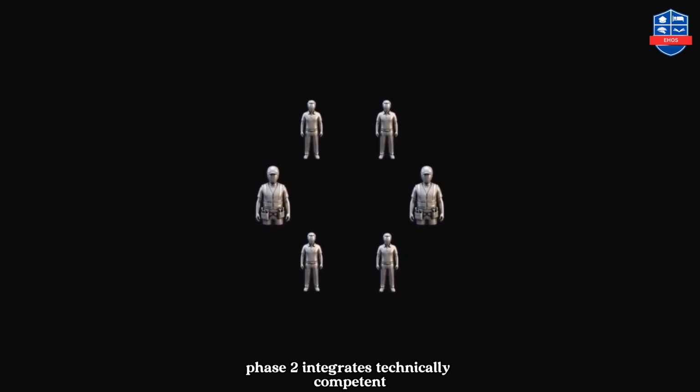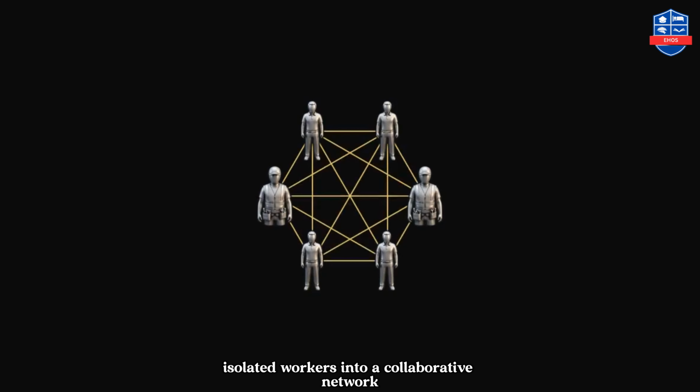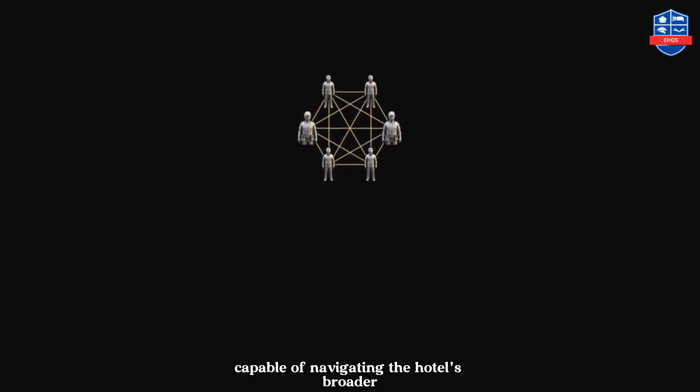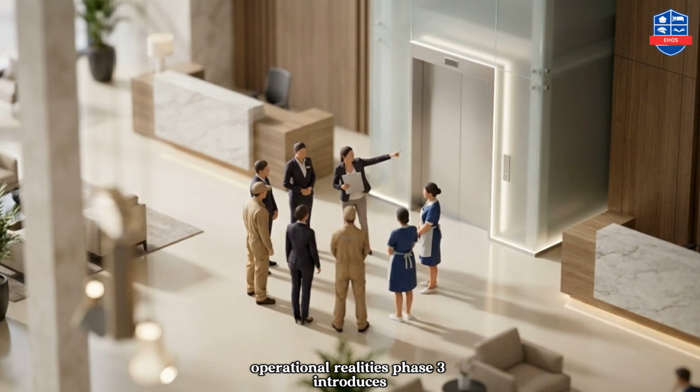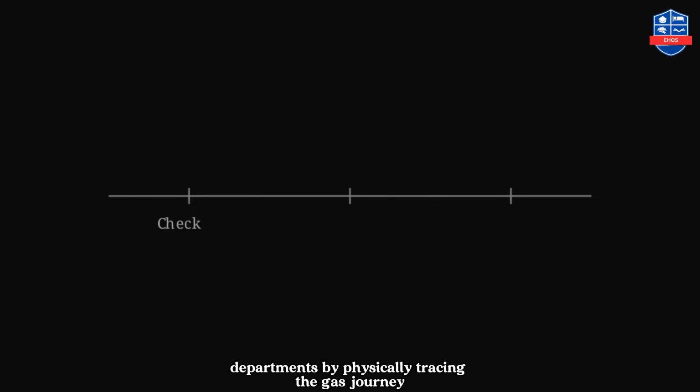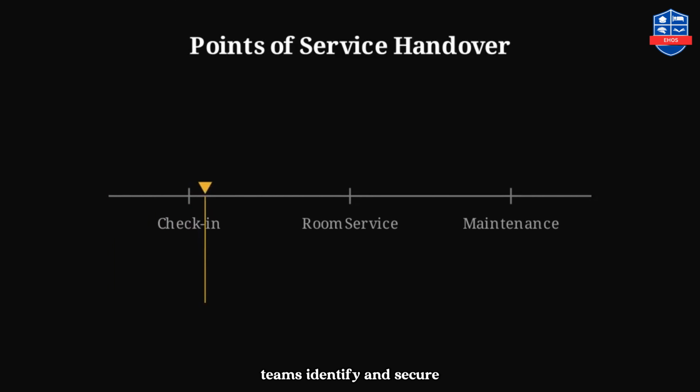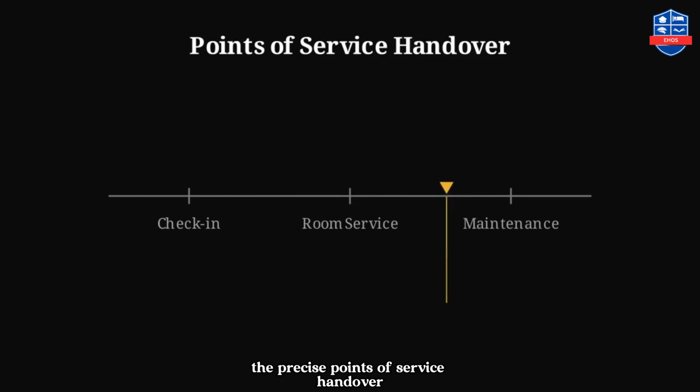Phase 2 integrates technically competent, isolated workers into a collaborative network capable of navigating the hotel's broader operational realities. Phase 3 introduces interdepartmental service flow training. This is the practical rehearsal of procedures that require the coordination of two or more departments. By physically tracing the guest journey, teams identify and secure the precise points of service handover.